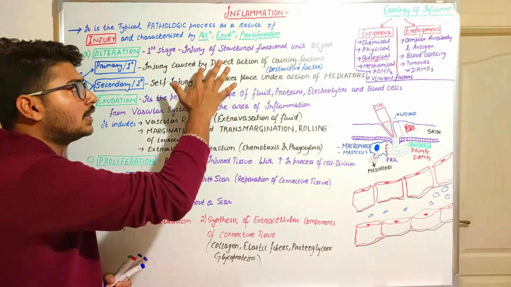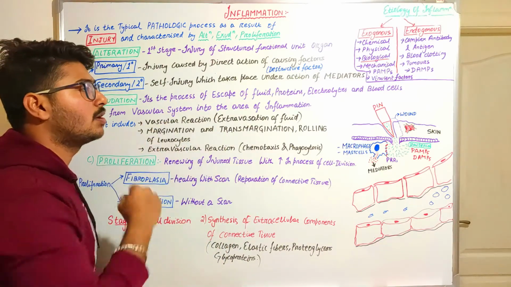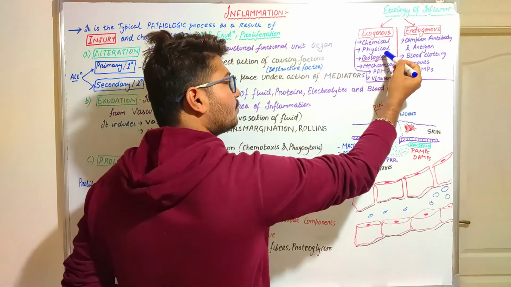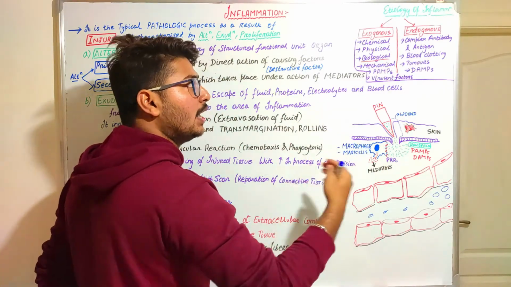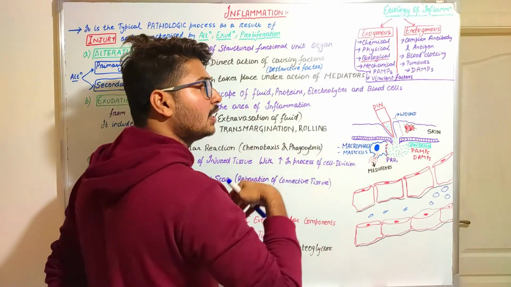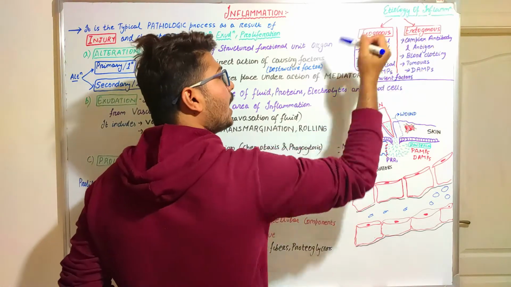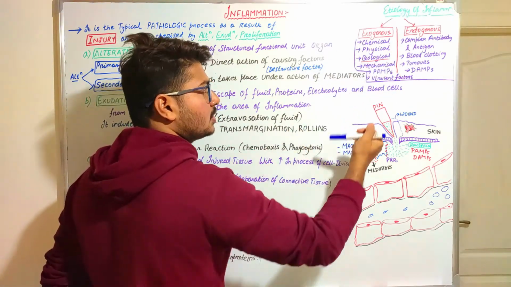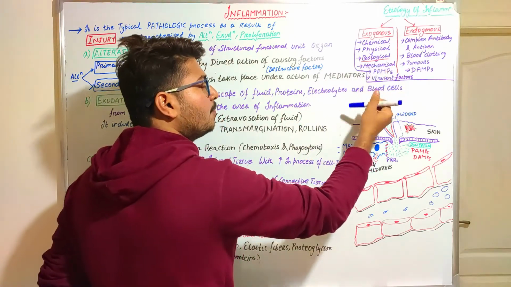Now the question comes, what are the etiological factors or the causing factors of inflammation? Let's see. The etiology of inflammation is divided into two types, exogenous and endogenous. If the factors affect the body from outside, it will be exogenous, and if the factors affect the body from inside, they will be endogenous. So what are the exogenous factors? It can be chemicals like toxins, physical like drugs, then biological, then mechanical.